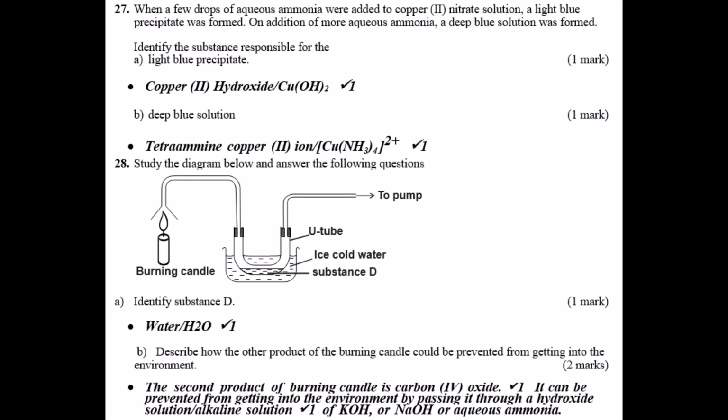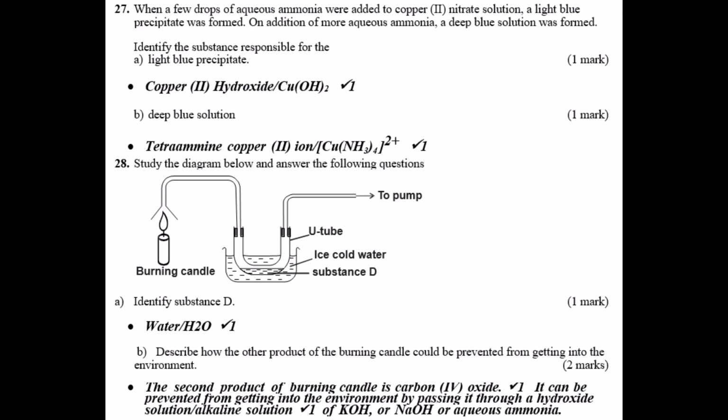Question number 27, you're trying to precipitate out copper(II) ions using aqueous ammonia. If you add a few drops of aqueous ammonia, copper(II) hydroxide will be formed, which is insoluble, that's the blue precipitate. If you continue adding, a deep blue complex is formed. The complex, we call it tetraamminecopper(II) ion. The formula is there.